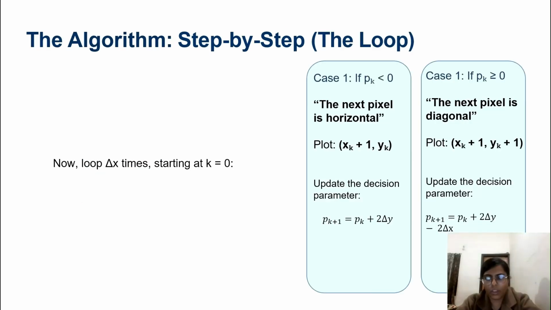Then we repeat the previous step delta x times, and based upon the value of the decision parameter, we choose whether to move horizontally or diagonally. If the value of pk is less than 0, we move horizontally. If the value of pk is greater than or equal to 0, we move diagonally. To move horizontally, we only increment the value of x, and to move diagonally, we increment both x and y, and we update the decision parameter accordingly based upon the previous value of p.